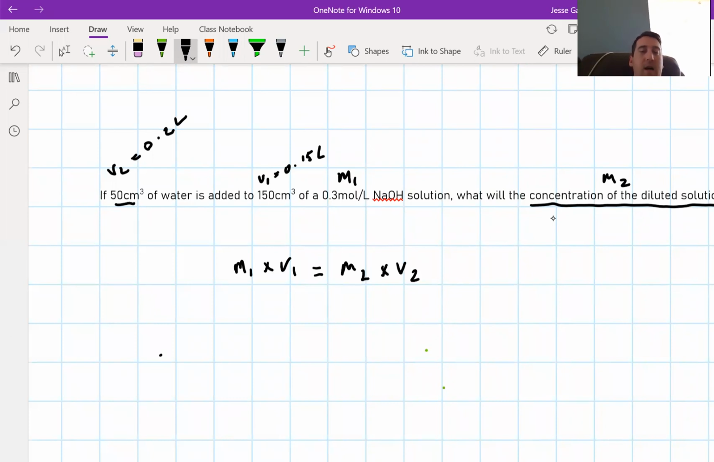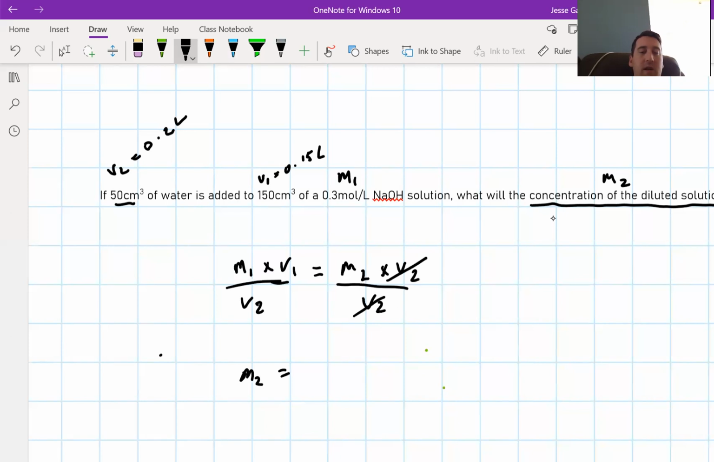Okay, and we want to isolate M2 again. So pause the video. I'm going to divide both sides by V2. Now you have your formula. You're ready to plug in your variables. So plug them in and find your answer if you haven't done this already.